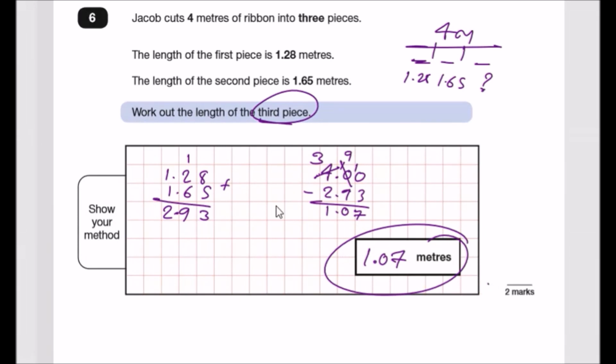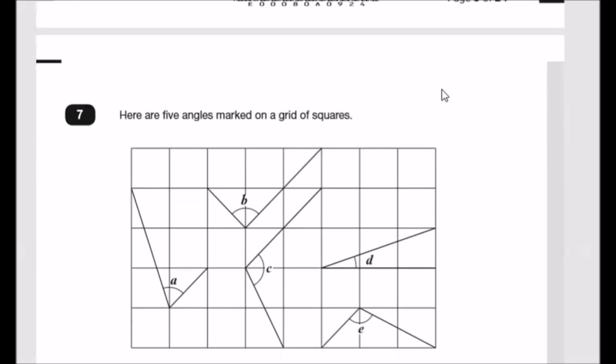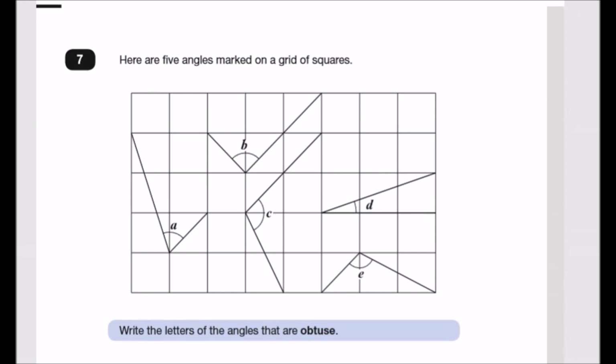Bravo guys, if you got this, well done. Give yourself a pat on the back and let's move on. So 2 marks right in the bag. Now, let's see. Okay, number 7 guys.